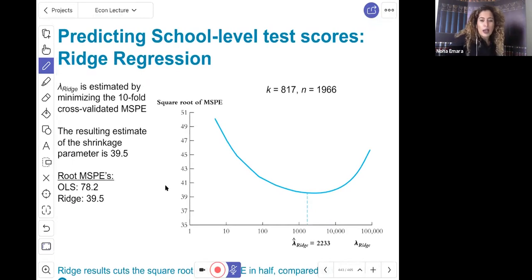Okay, so as you can see from this blue U shape, the penalty parameter is 2233, and it's with about 39.5 mean squared forecasted error. And what you have here on the left, the OLS root mean squared error is 78.2, but the one coming from the ridge estimation methodology is 39.5. Which one is better, do you think? Which one is the 78.2 or the 39.5?